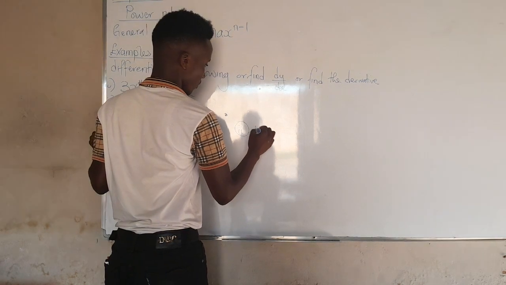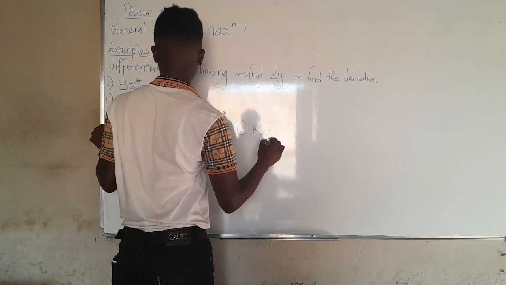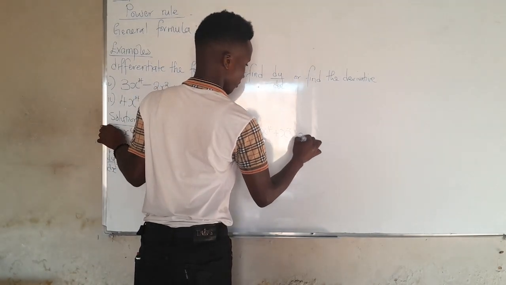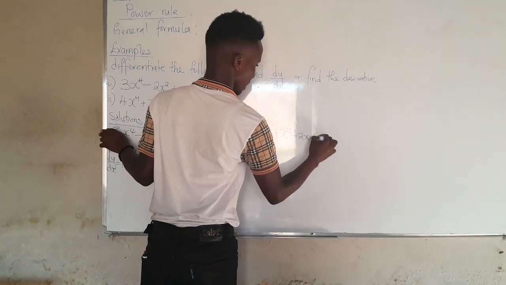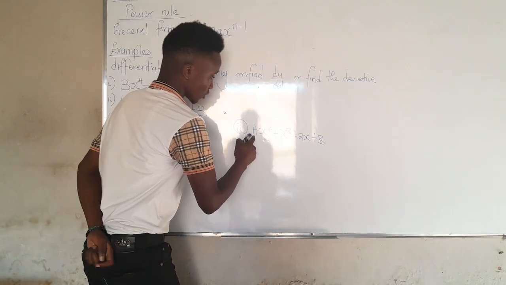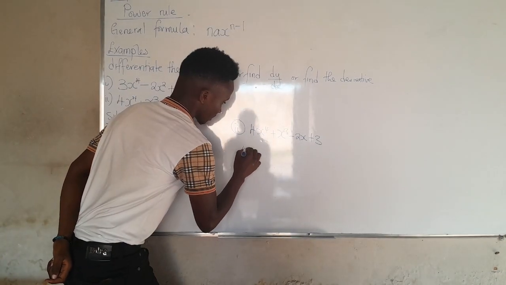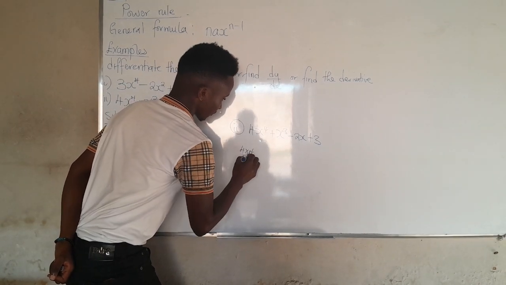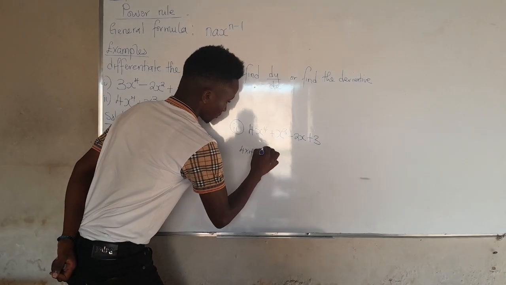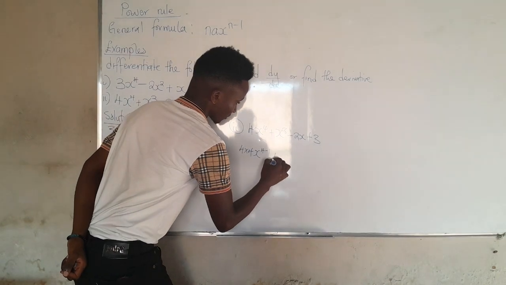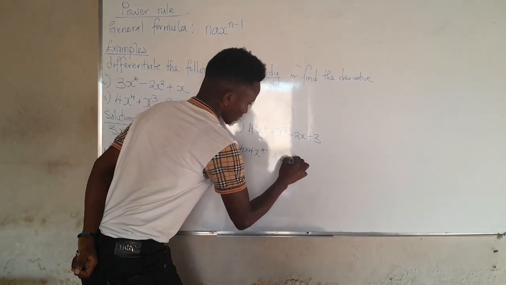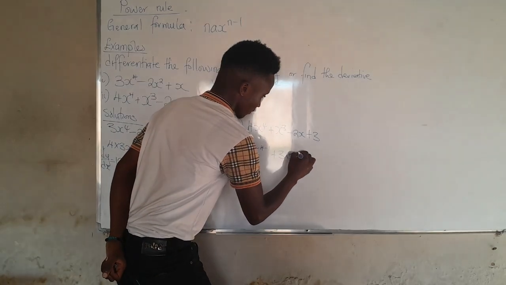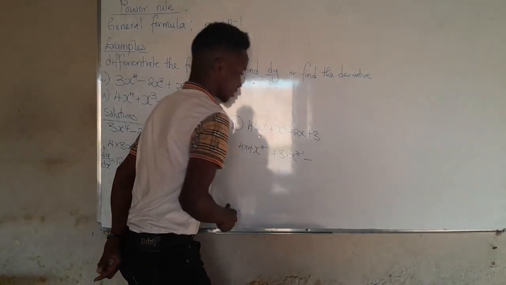I have 4x to the power 4 plus x cubed minus 2x plus 3. Alright, so we are going to do the same. 4 times 4, we multiplied the power times the number in front of x, then to the power 4 minus 1, then plus 3 times x, since there is no number in front of x, it's just 3 times x to the power 3 minus 1, then minus.